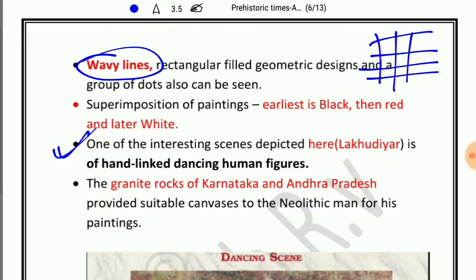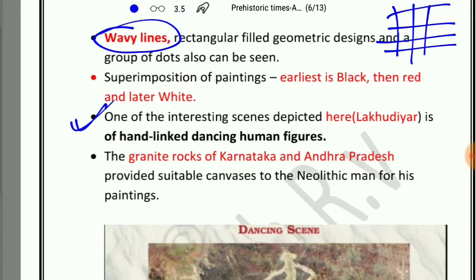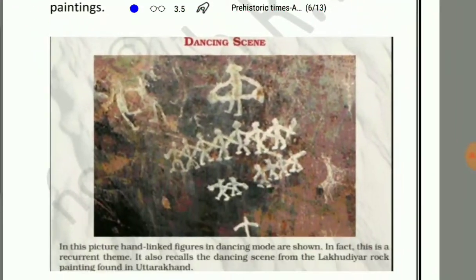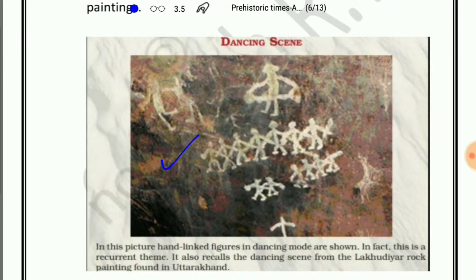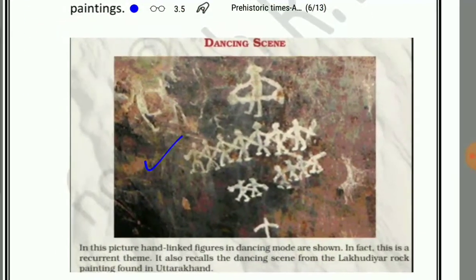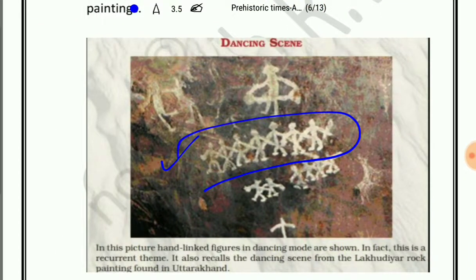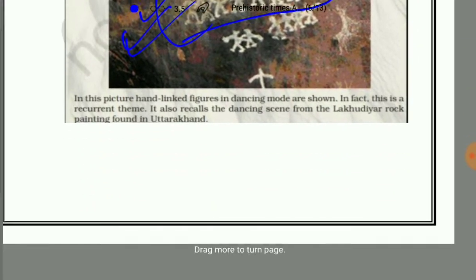The states of Karnataka and Andhra Pradesh provided the granite rocks, and that's why they were suitable canvases for the Neolithic man for painting. If we look at the dancing scene found at Lakhudiyar, we can see the linkage of hand-linked dancing figures like this. In this picture, hand-linked figures in dancing mode are shown. In fact, this is a recurrent theme. It also recalls the dancing scene from the Lakhudiyar rock paintings, which is in Uttarakhand.